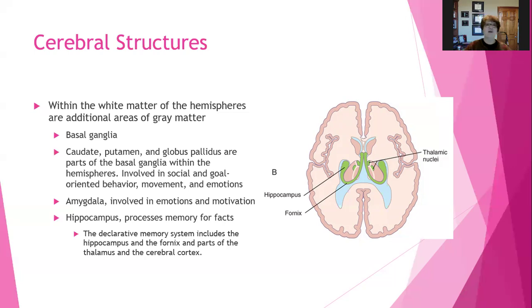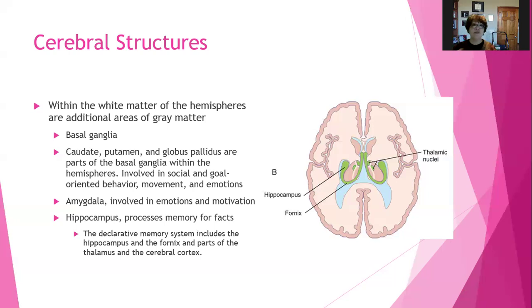The amygdala is involved in emotions and motivation. The hippocampus processes memory for facts, which, as we know in school, is very important. So the declarative memory system, which is remembering facts and figures, includes the hippocampus and the fornix and parts of the thalamus and cerebral cortex. Once you encode into long-term memory, a lot of it is stored in the frontal lobe.